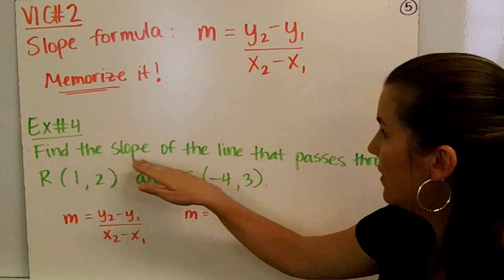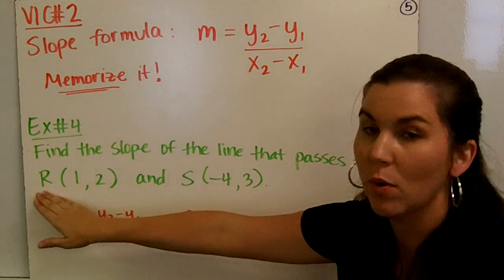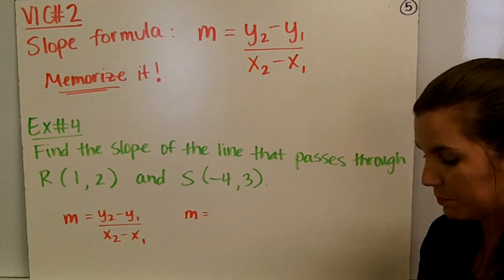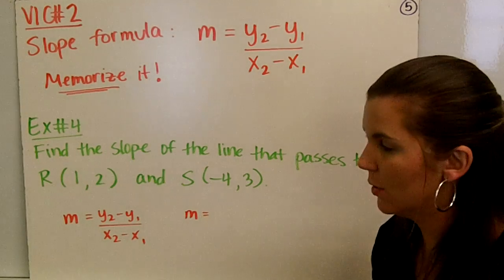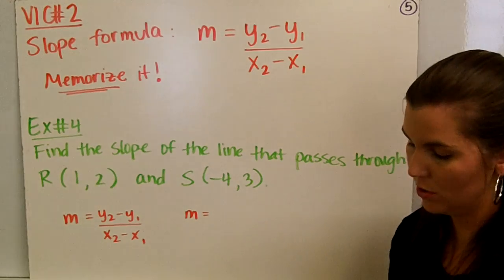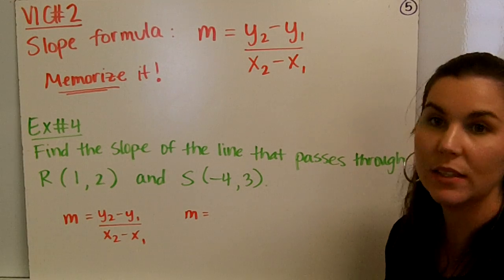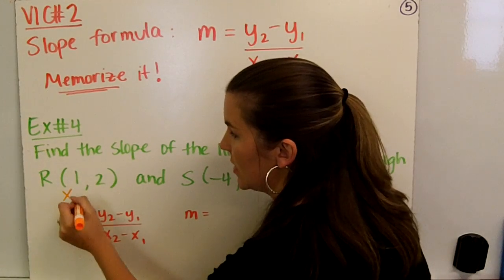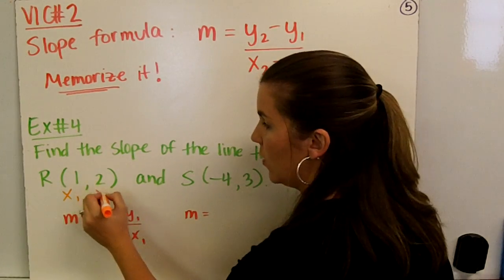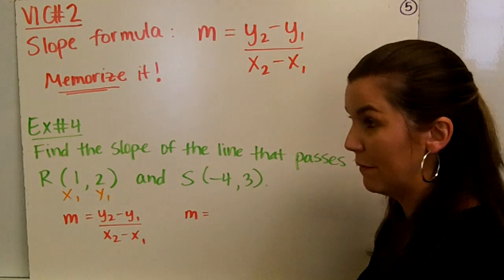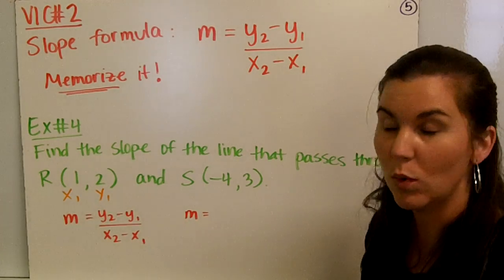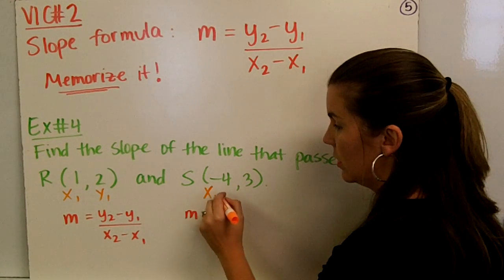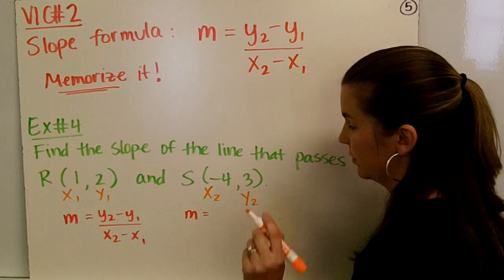Example number 4, find the slope of the line that passes through the points R, 1, 2, and S, negative 4, 3. After you know the slope formula, it makes it so much easier to do these kinds of problems. You're going to label your points. So this is my first point. I'm going to call this x1 and y1. My first point gets the little subscripts of 1. My second point will have 2's on it, x2 and y2.